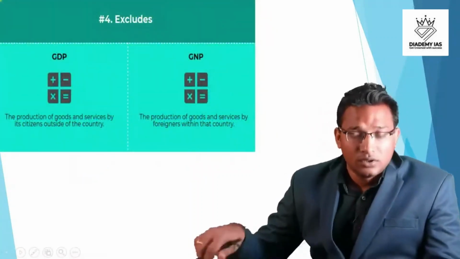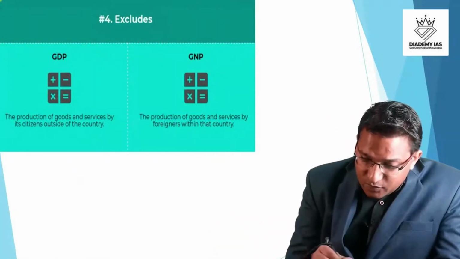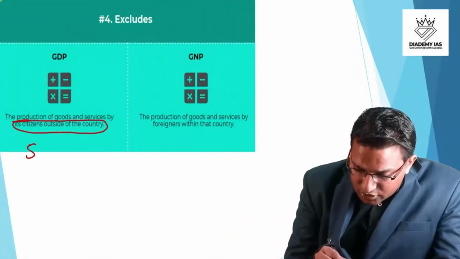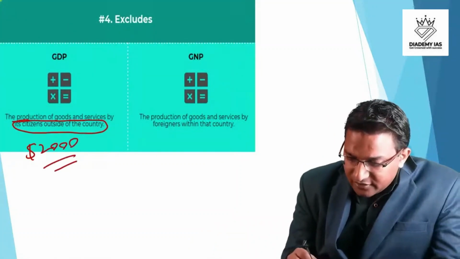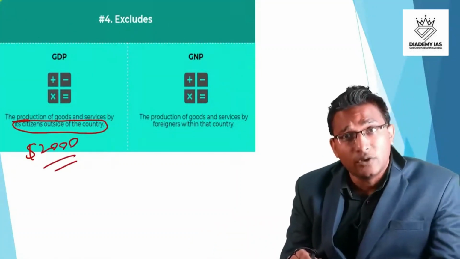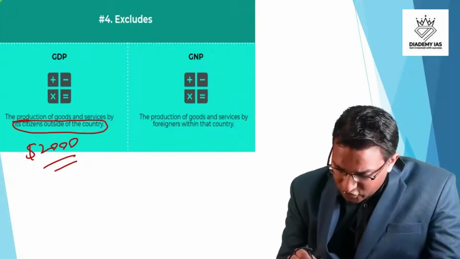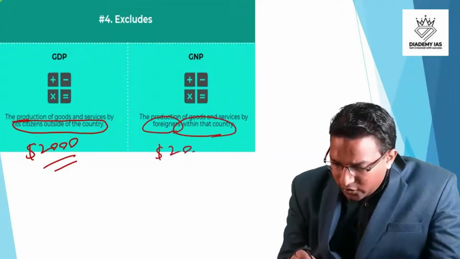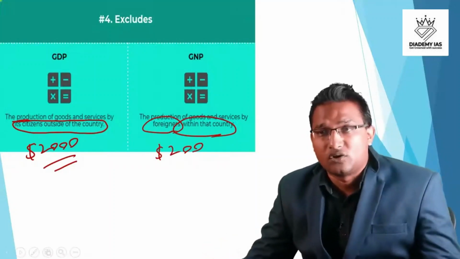What does GDP exclude? The production of goods and services by citizens outside the country, right? So it excludes $2,000 of Mr. Samir. GNP, what does it exclude? It excludes the production of goods and services by foreigners within that country. So the $200 production by Mr. Robert.